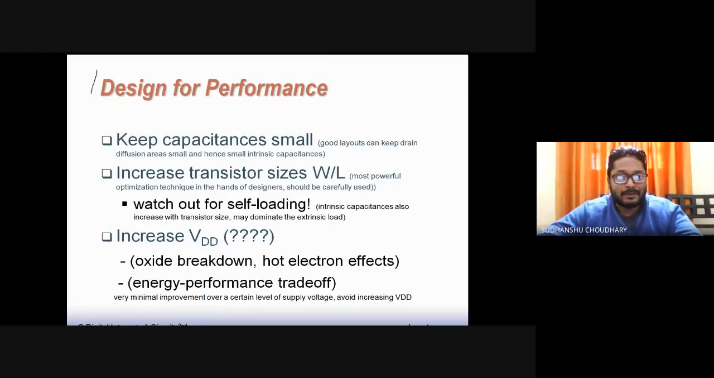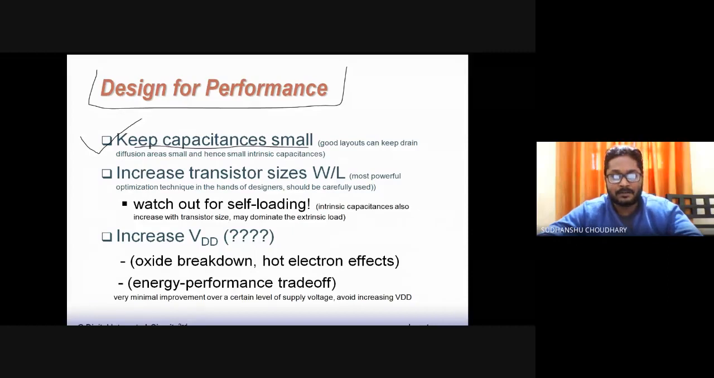So, some guidelines for designing integrated circuits with very high performance. For a high performance integrated circuit, these are some of the guidelines based on our discussion so far. Number one is keep capacitances small. That means internal capacitances, that is drain diffusion capacitances and source diffusion capacitances, or maybe also wire capacitances.